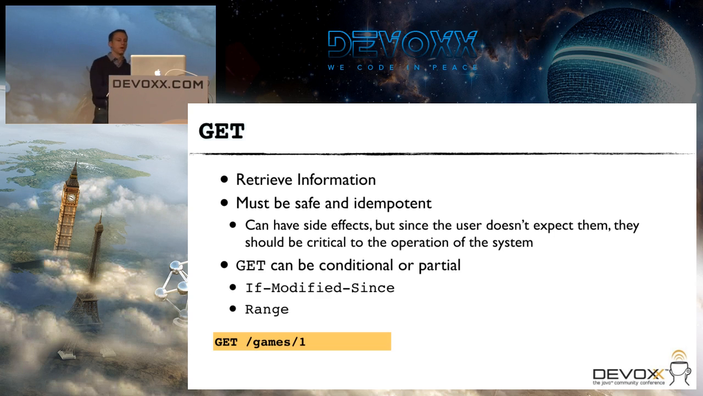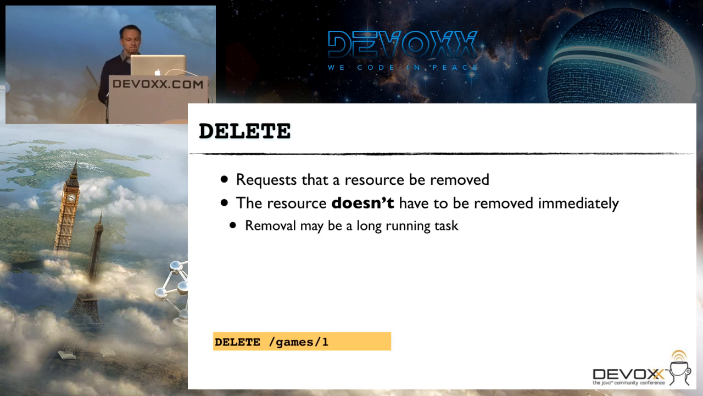GET /game/1. Very, very simple. The next simple operation is DELETE. It requests that a resource needs to be removed. So fundamentally what we're saying is, when I call DELETE on a particular resource, /game/1, what I want to happen is for that resource to disappear forever and not be available to me any longer. Now, there's nothing that says that the resource actually has to be deleted when you call DELETE. Right? It just says you are requesting that behavior to happen.